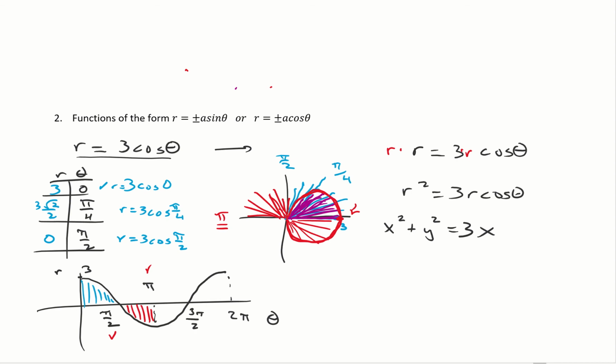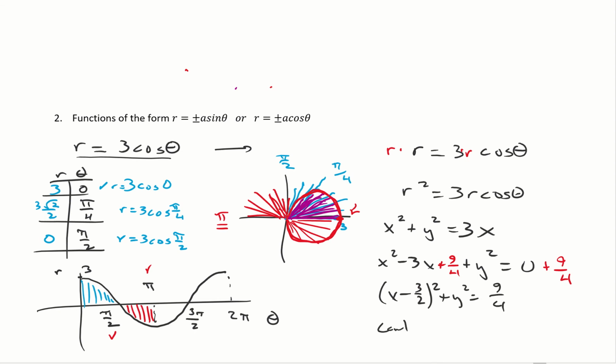We have a circle. You see the x squared and the y squared? And if you want to see where that circle is, you bring the 3x over, you split the 3 in 2 to 3 over 2, you square it, 9 over 4. And you get this: x minus 3 over 2 squared plus y squared is 9 over 4. And you notice that the center of this circle is 3 over 2, which is 1.5, and 0. And the radius is the square root of that, 3 over 2 as well.